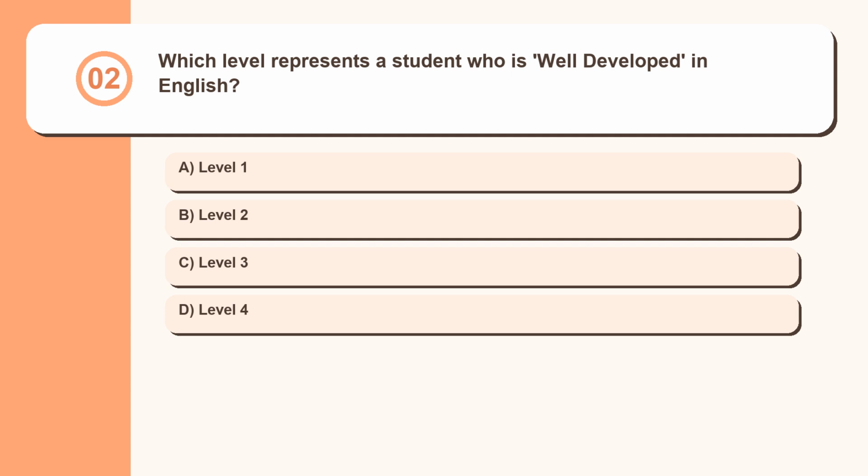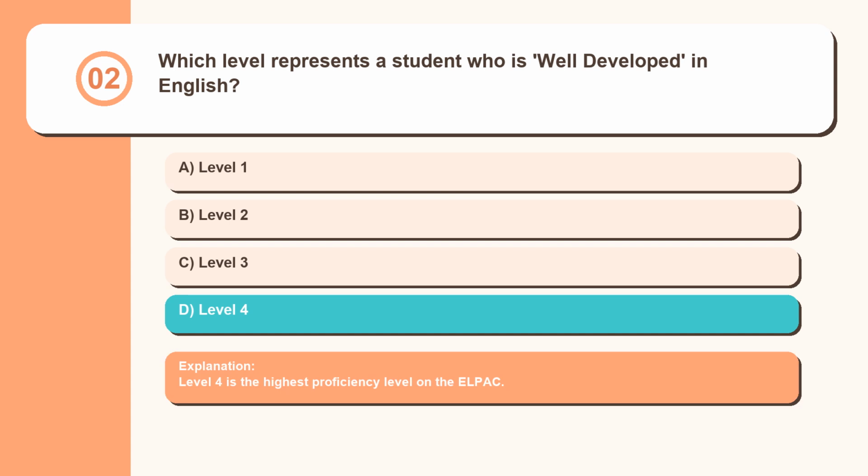Question 2. Which level represents a student who is well developed in English? Level 1, Level 2, Level 3, Level 4. Level 4 is the highest proficiency level on the ELPAC.